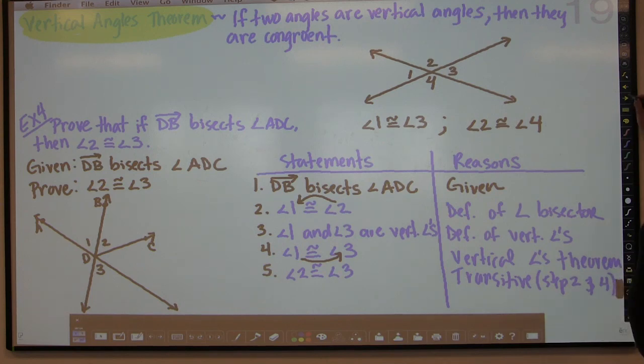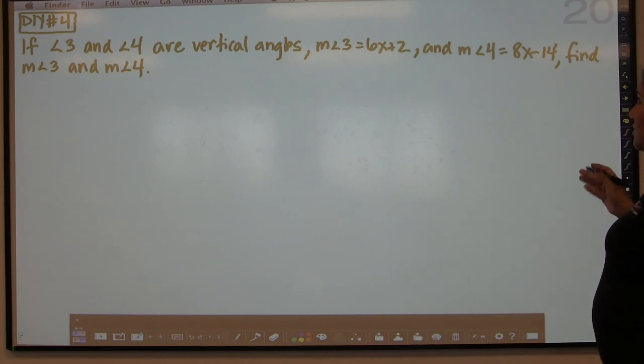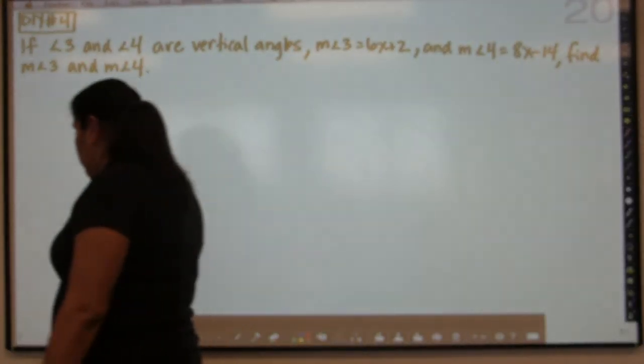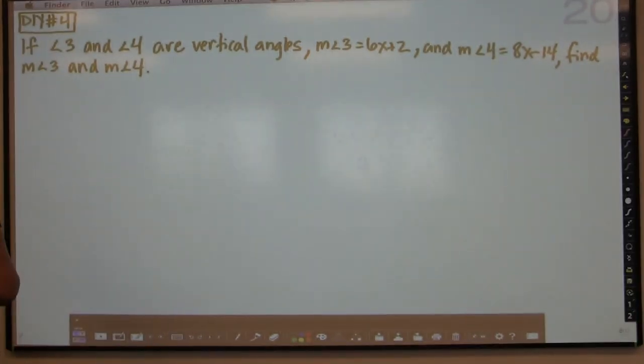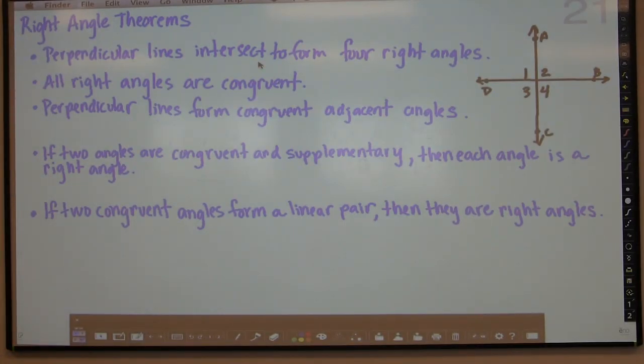Awesome. So now I'm going to have you try this do-it-yourself number 4. This is actually not a proof, but it does require you to be using vertical angles. And then the last thing I want you to do, even though this is the last do-it-yourself question, you do need to write down these right angle theorems. All of these statements are true about right angles. Again, in the interest of time, I didn't draw all the diagrams, but I do have one of them up there. And again, if you want more detail, you can find them on page 155 of your textbook.